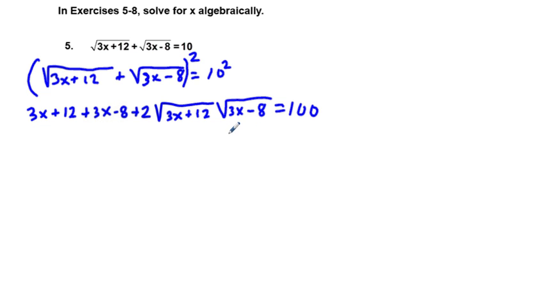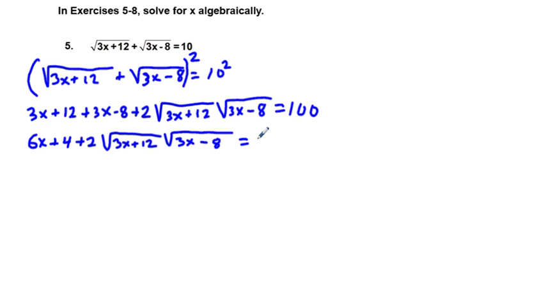And the next thing we're going to do is combine these like terms on the left. So 3x plus 3x, that's going to be 6x. And then 12 minus 8, that's going to be plus 4. And we're going to have plus 2 square root quantity 3x plus 12 times square root of quantity 3x minus 8 is equal to 100.